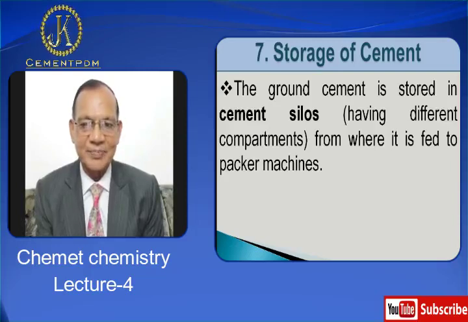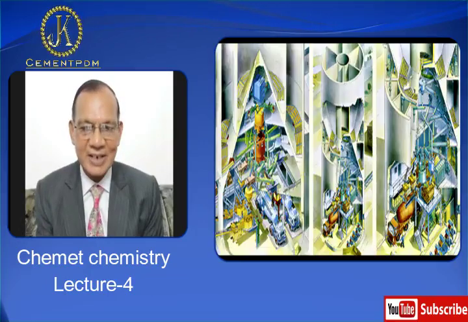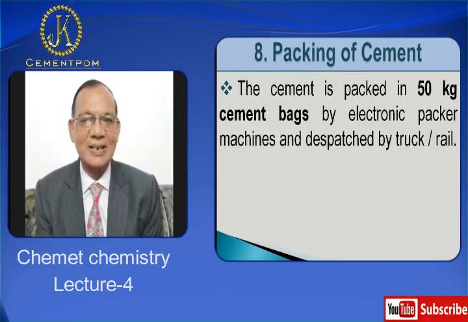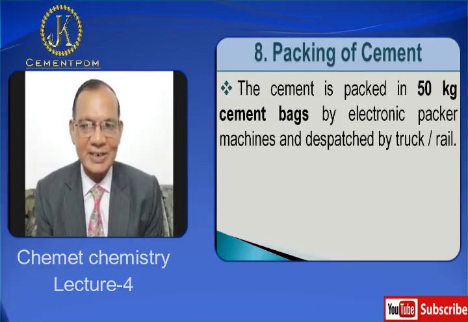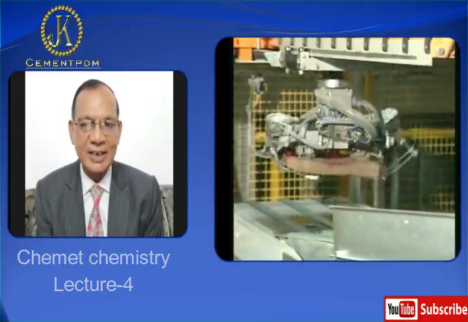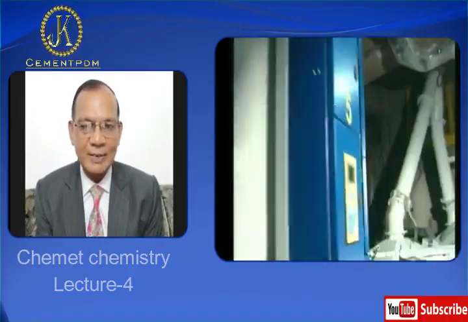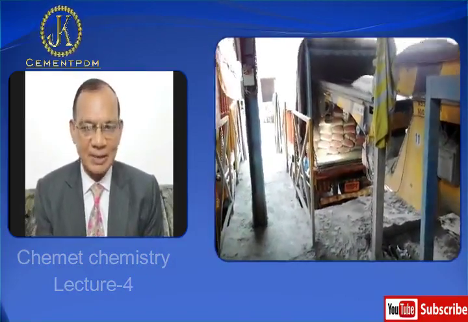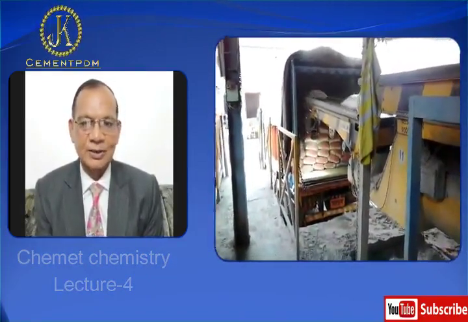Next step is storage of cement. The ground cement is stored in cement silos, which have different compartments from where it is fed to the packer machines. And last stage of cement manufacturing is packing of cement. So cement is packed in 50 kg cement bags by electronic packer machines and dispatched to consumer or customer either by truck or through rail.